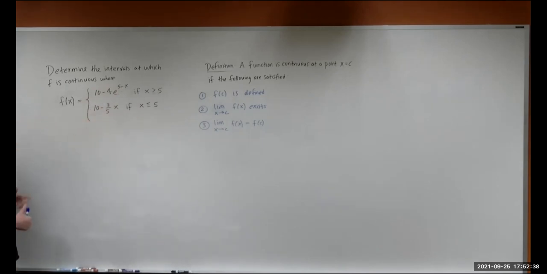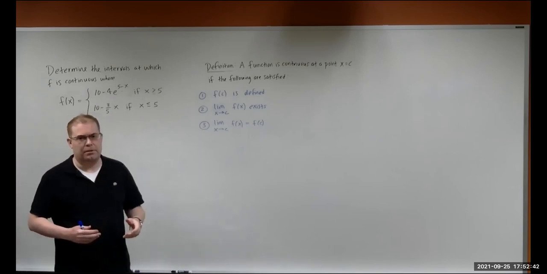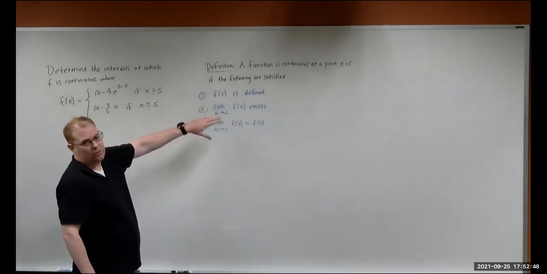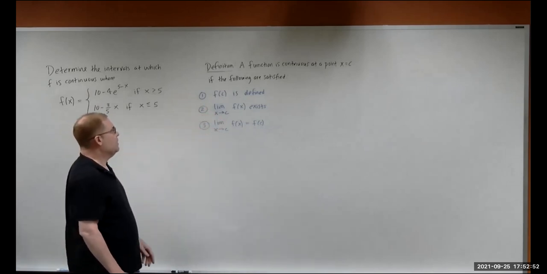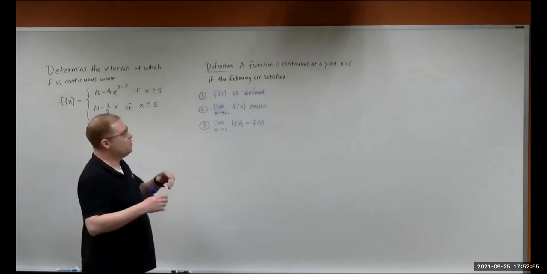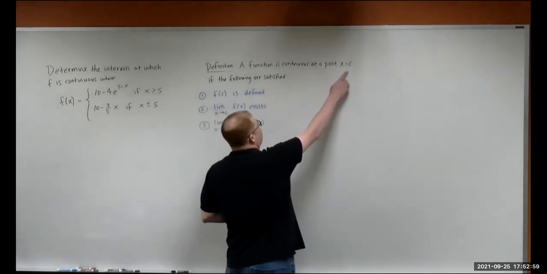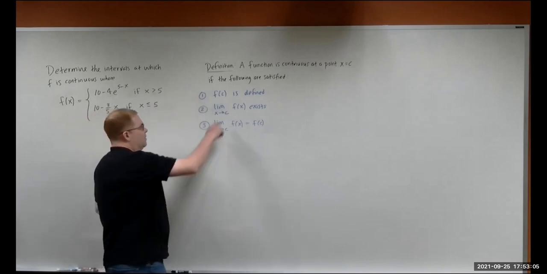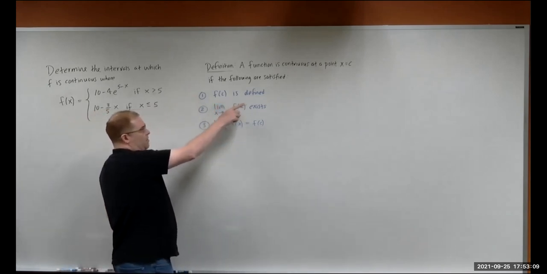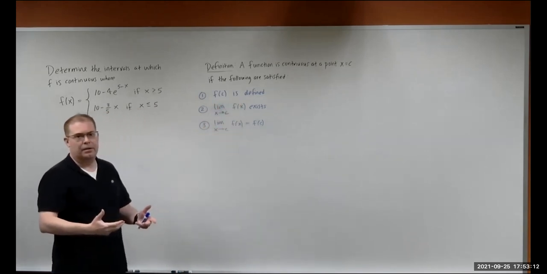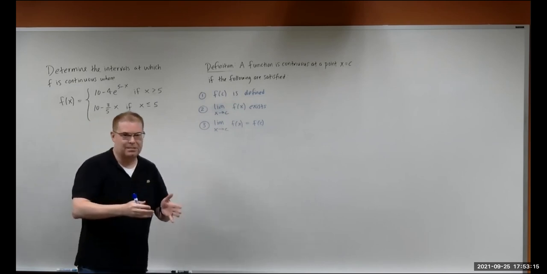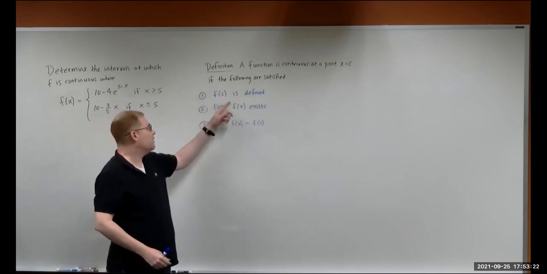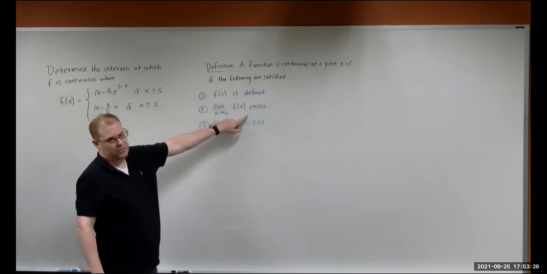So in this case, we want to determine where this function is continuous. We have this definition here. This is the mathematical definition saying that if a function is continuous at a certain point, x equals c, where c is just some value, then all of the following have to be satisfied. First, f of c has to be defined. What I mean by that is there's no vertical asymptote and no hole. It has to be defined, meaning that for whatever c, you get some output.